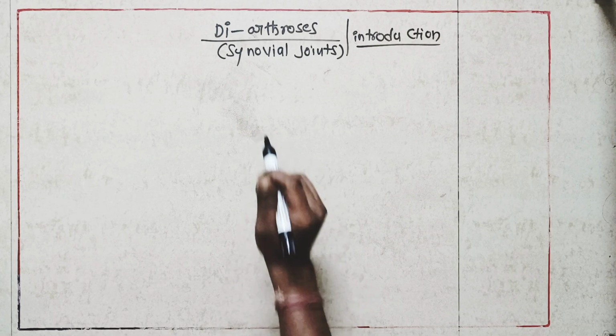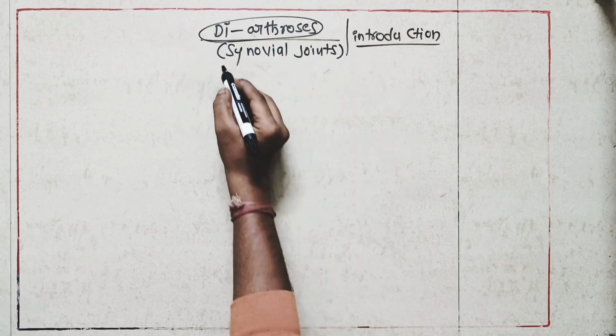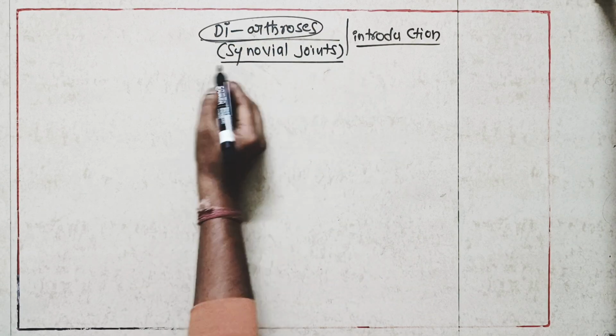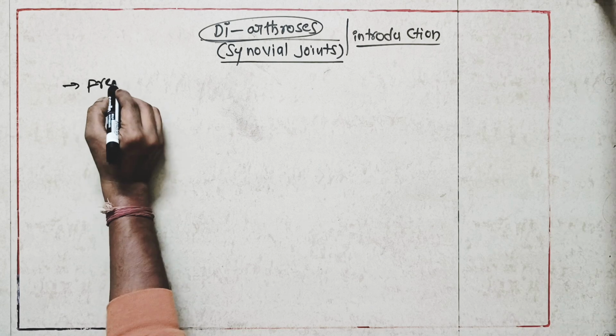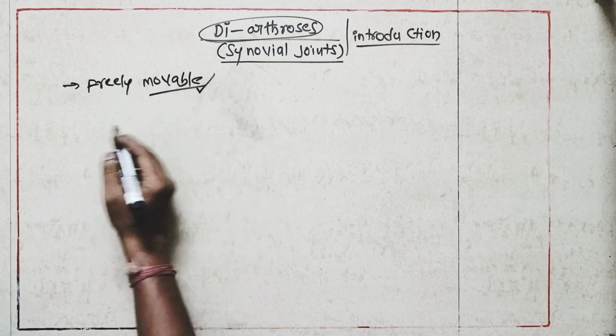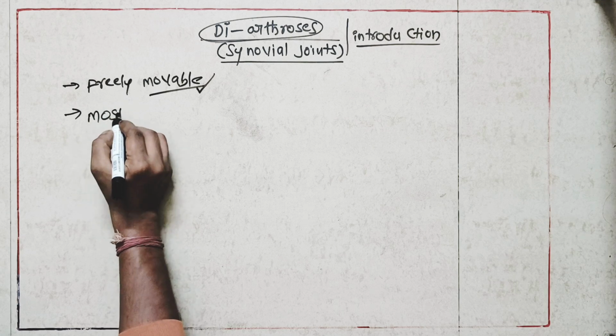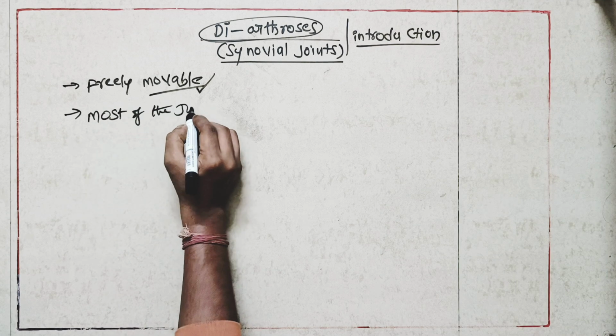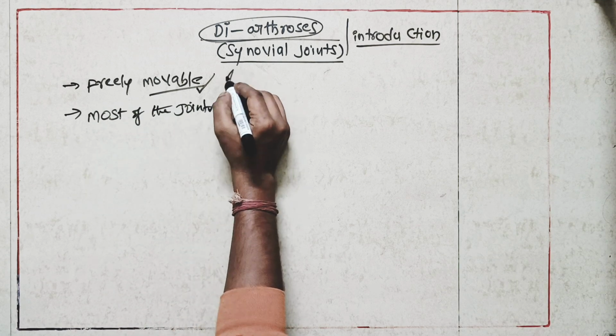This is about the diarthrosis, also called synovial joints. These synovial joints are freely movable joints. In our human body, most of the joints are synovial joints.